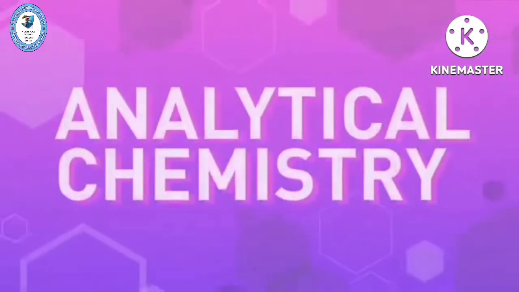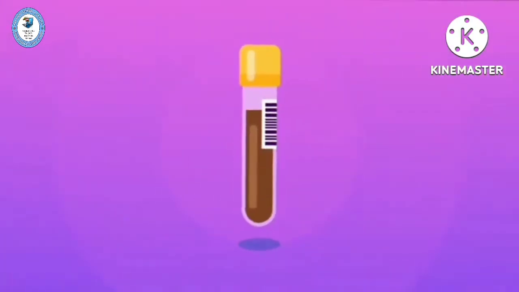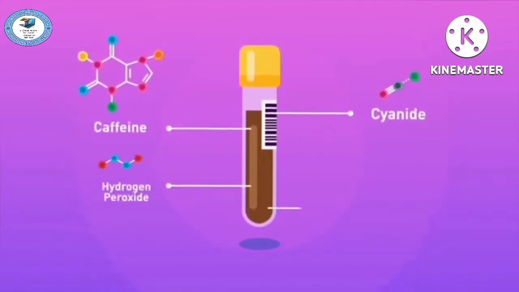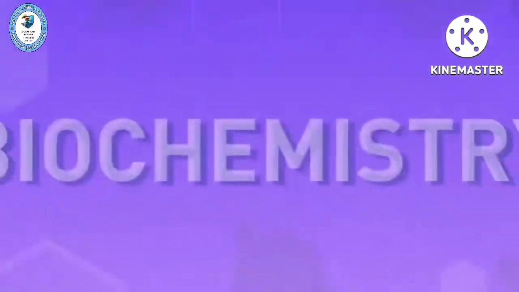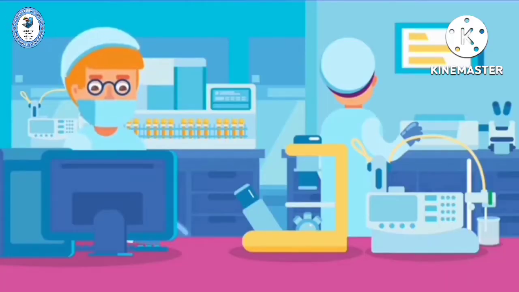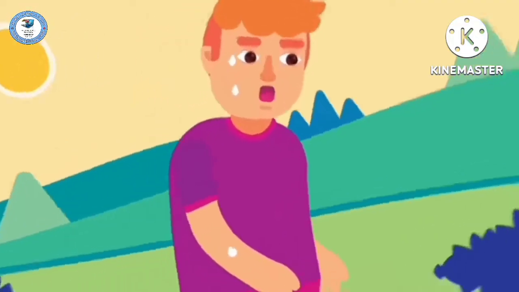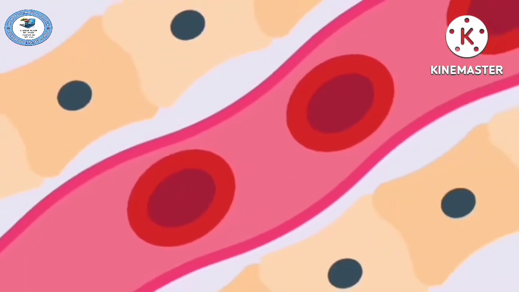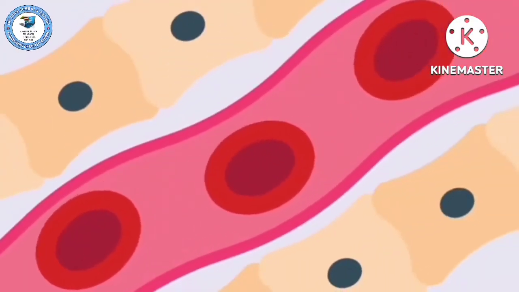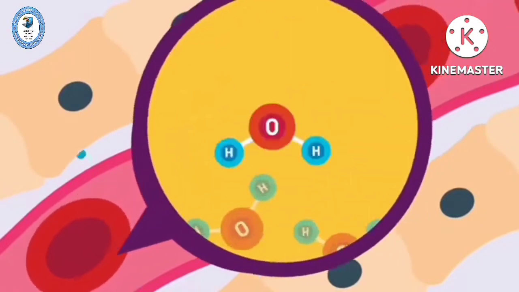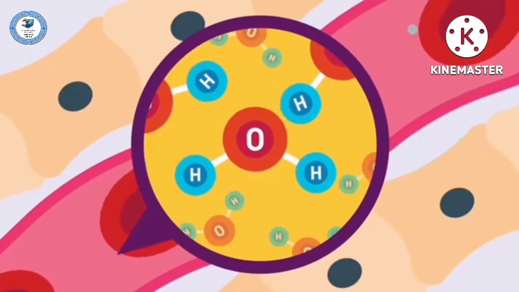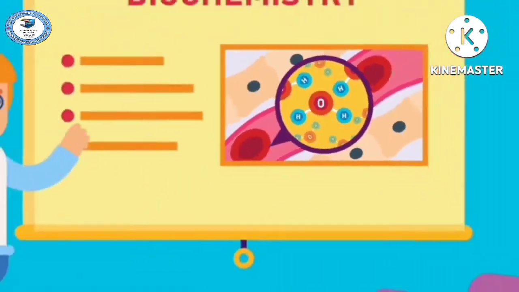Analytical chemistry is a study involving how to analyze the chemical compounds of a sample. For example, how much caffeine is there in a cup of tea? Biochemistry is the study of chemical processes in living organisms. Everything in a body is made up of atoms and molecules of different chemical compounds like carbon, oxygen, and hydrogen. This is what we study in biochemistry.